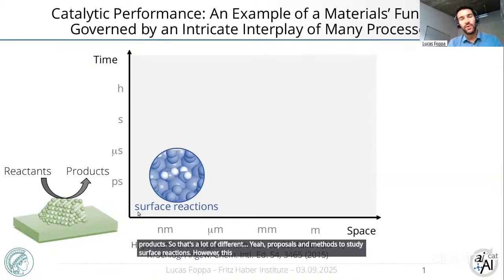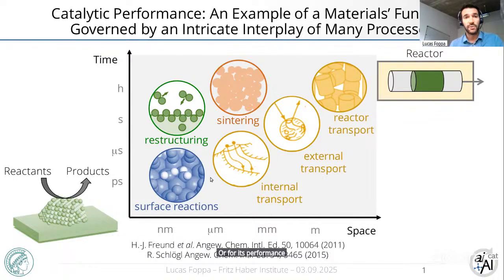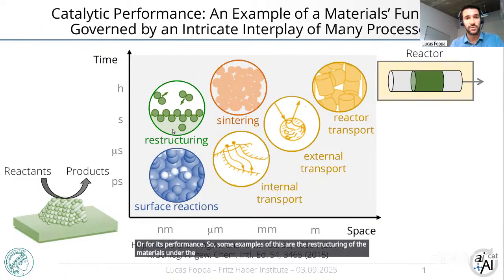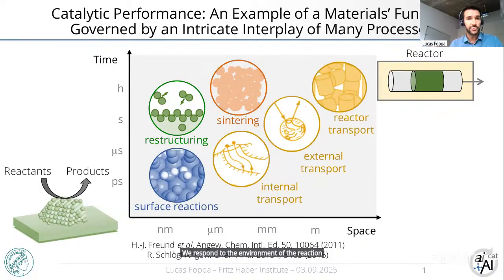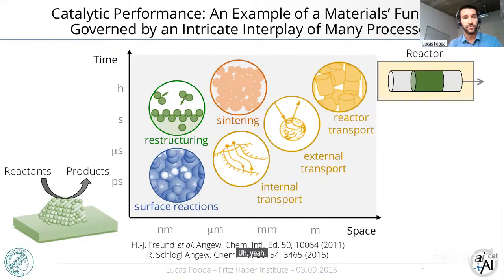However, this is not the only process that is taking place when we talk about heterogeneous catalysis. We have a series of other underlying processes that might also be very crucial for the reactivity of a catalyst or for its performance. Some examples of these are the restructuring of the materials under the reaction conditions. So the material, which is normally a solid, will respond to the environment of the reaction and may restructure, especially on the surface, forming different types of motifs that were not present beforehand. So this makes it really complicated to address.